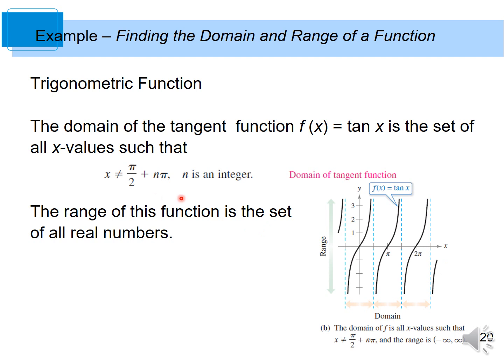So that is why you need to write your solution in general solution form, where x is not equal to π/2 + nπ. The π here is because of tangent, the period of tangent is 180 degrees, and n is an integer.